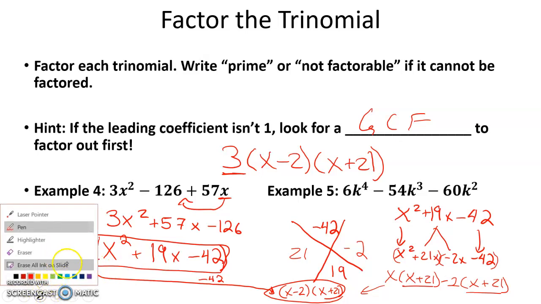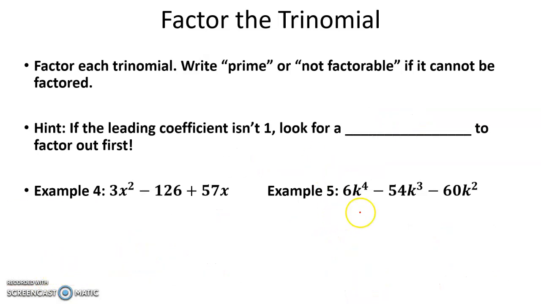Alrighty. I'm going to erase all that stuff there. Let's move on to this one here. You see that this is in standard form, but the exponents are a little bit different: k to the 4th, 3rd, and 2nd. And we also have this 6 out front. Well, we can take out a GCF. I see that 6 divides all these numbers, and with k to the 4th, k cubed, and k squared, I can take 2 k's out. Let's see what I'm left with.